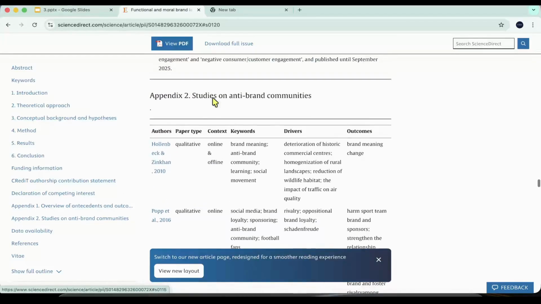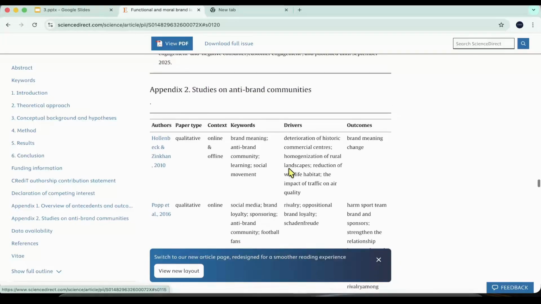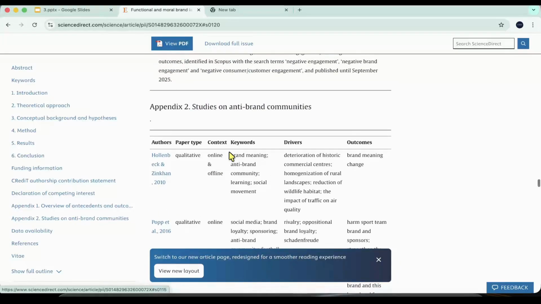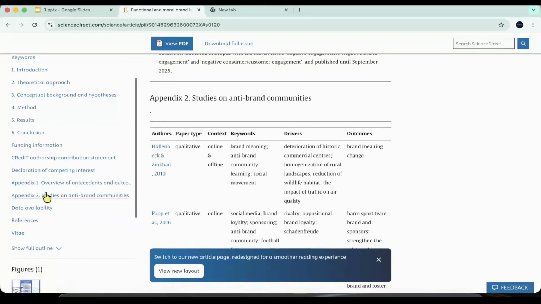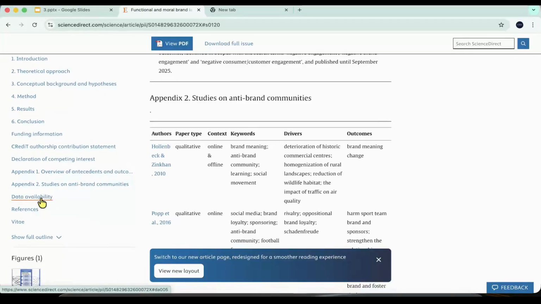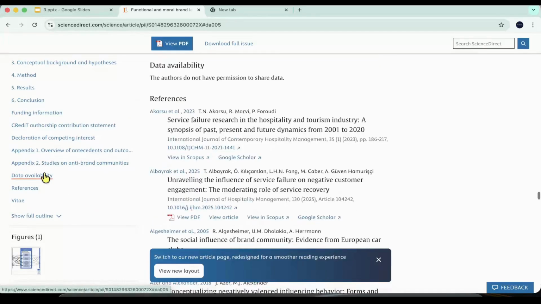Appendix 2, again, the studies on anti-brand communities. So they felt it is not important to include it in the research article, but they have attached it as an appendix. As we are discussing this, let's also discuss the data availability statement.